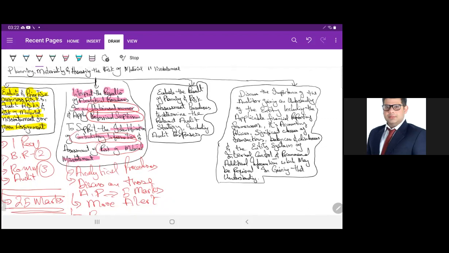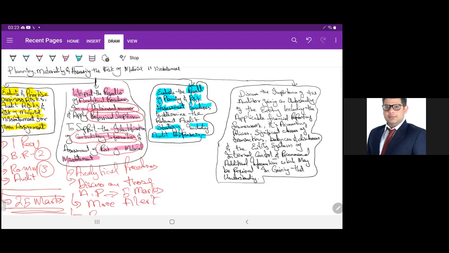And what is that requirement? Evaluate the result of planning and risk assessment procedures to determine the relevant audit strategy, including audit responses.